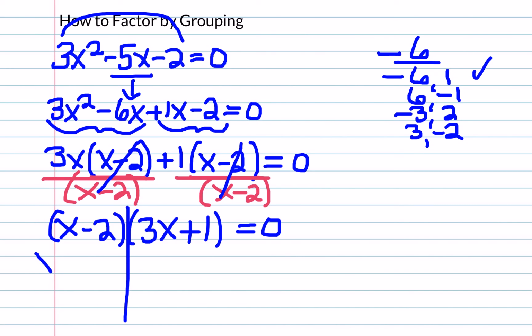If you remember that x minus 2 gets set equal to 0, as well as the 3x plus 1 gets set equal to 0, and we have simple equations to solve.